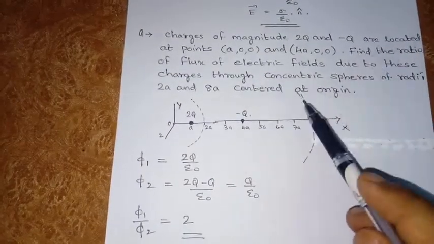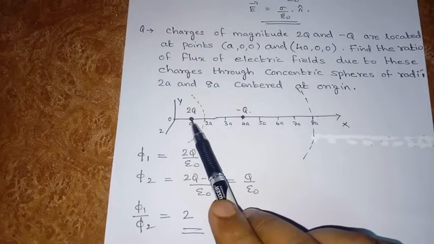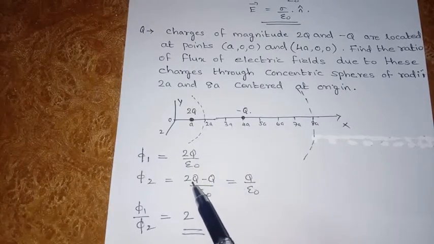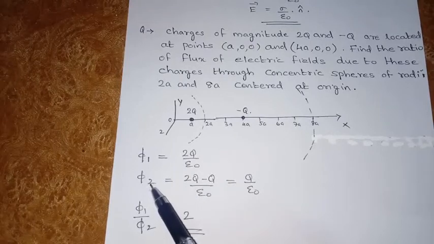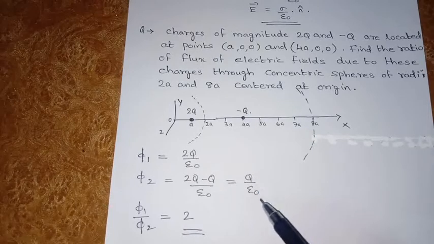Now you can see the second sphere. There are two charges enclosed. This is the first charge enclosed and second charge enclosed. The net charge will be 2q minus q. Therefore, the flux through the second sphere will be (2q minus q) divided by epsilon 0. That will be q by epsilon 0.